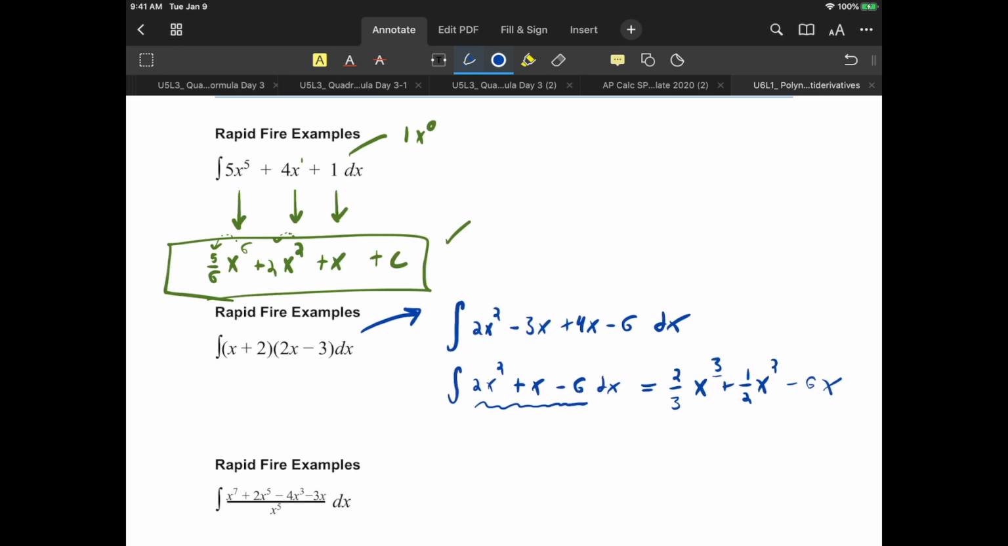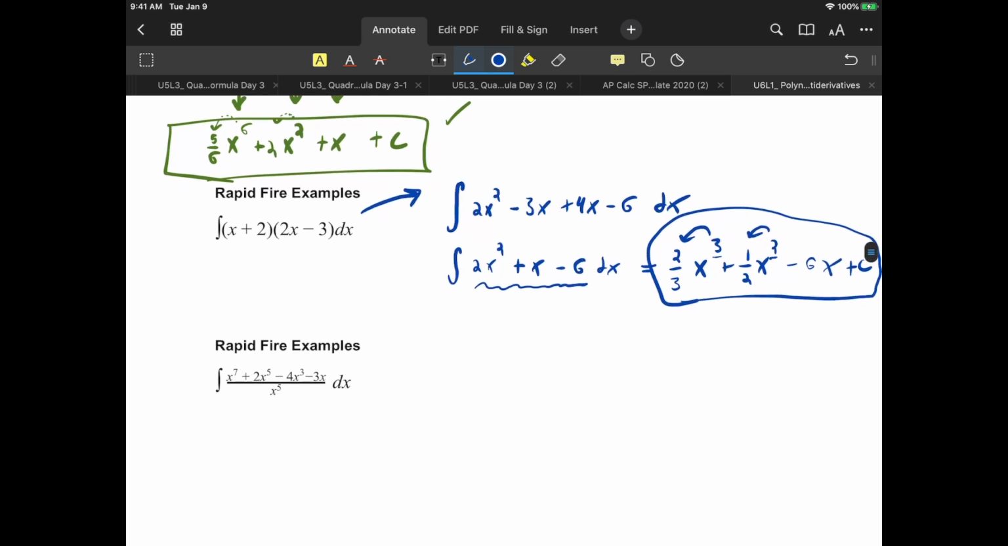Every time here, I'm just increasing the exponent by 1 and thinking, okay, what would I multiply those things by to get the coefficient of the original? Trust me, you'll get a lot faster at this. Plus c, and yes, I will forget the plus c at times, right? So always just be ready to shout at me on the Google Meets, plus c, plus c, plus c.